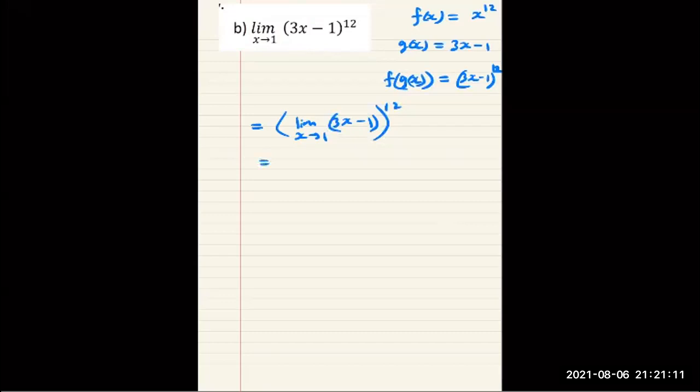So what would you get? To find the limit of this function, you can just plug in the limit, because it's a linear function, right? Linear functions are continuous. So to find the limit, you plug in the number. Then you get 2 to the power 12. If you compute 2 to the power 12, this would be 4096. That's the limit. All right, let's move on.